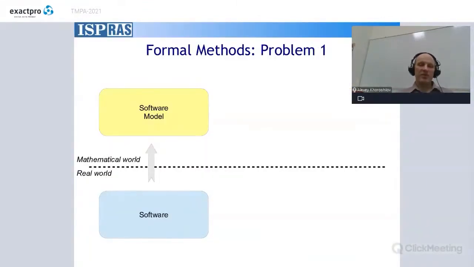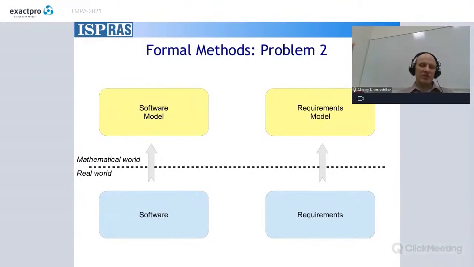Maybe the first problem is how to build a model of software. Maybe the second problem, how to build a model of requirements. The third problem, how to define the satisfy relationship. And the fourth problem is how to prove that we have such a relation.